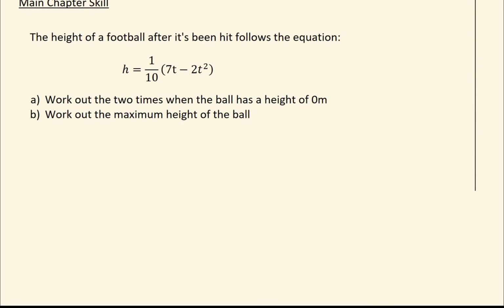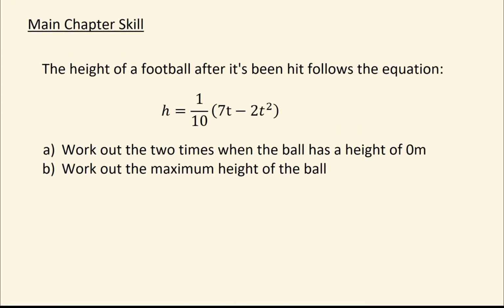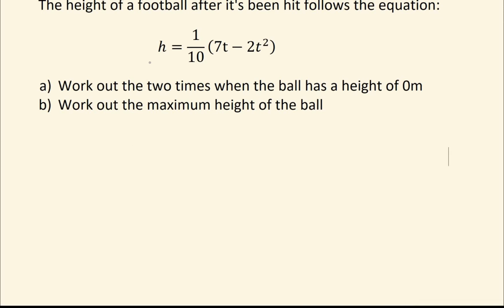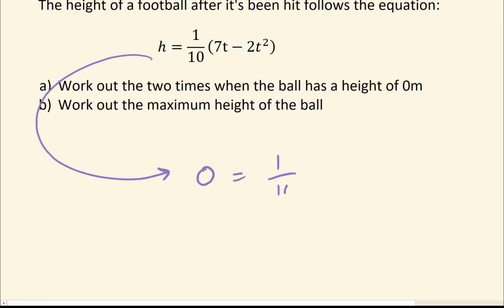Okay, the last main chapter skill from this first chapter was using equations to work stuff out. So we've got the height of a football after it's been hit follows this equation. Part A, we want to work out the 2 times when the ball has a height of 0 meters. So very straightforward. So we use this formula. We're told the height is 0. So we now have this formula to solve.